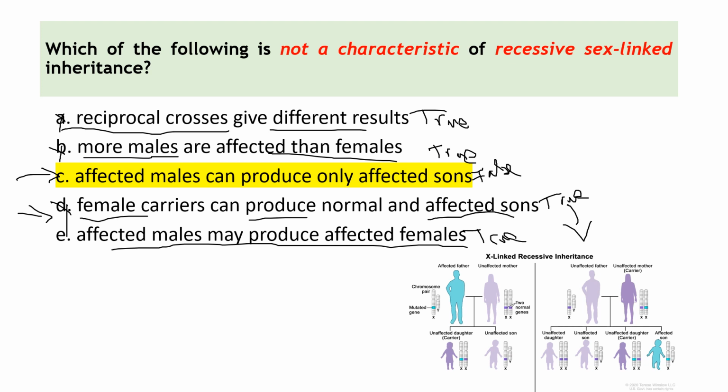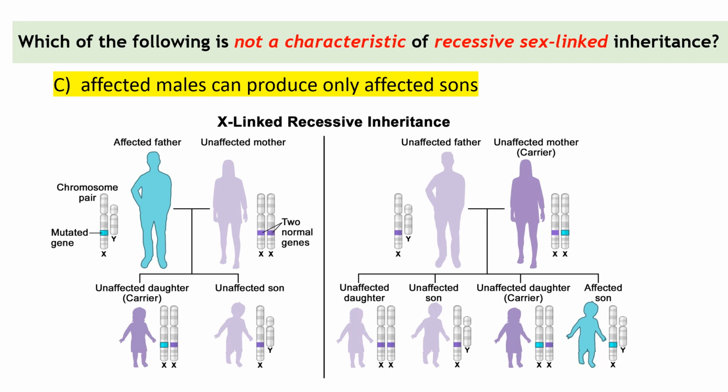So let me show you why. Pretty easy. Here you see an affected male, and it says it can produce only affected sons. And here you see an example that this is wrong. Here you have an unaffected son. Why? Because here they transfer the X chromosome from the female, and the Y chromosome that is affected doesn't go to the male. It goes the Y chromosome that is not the one that is affected. So very clear, this one is wrong.